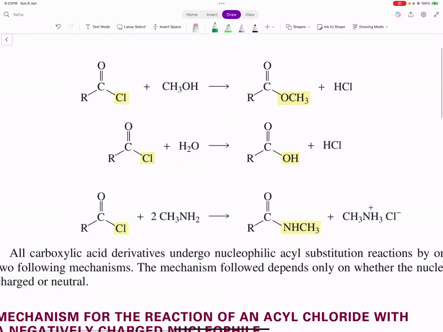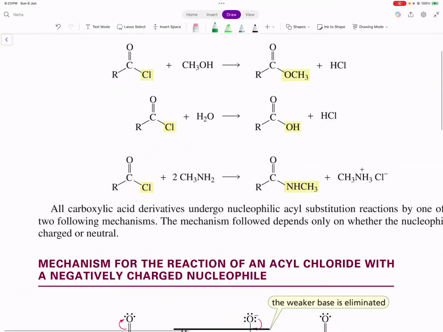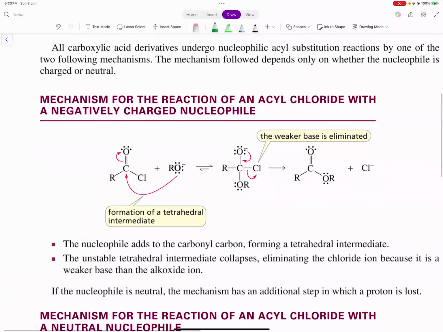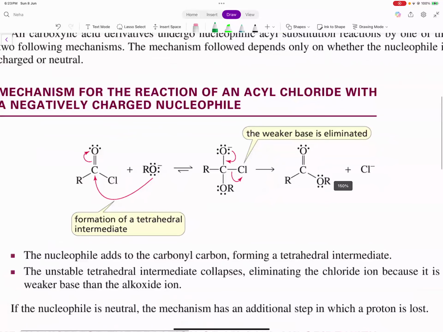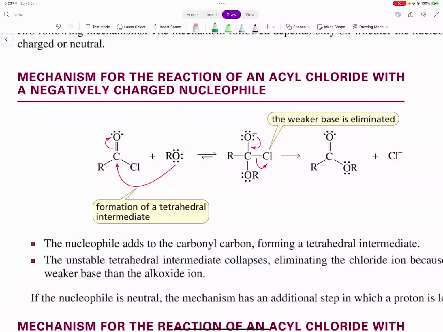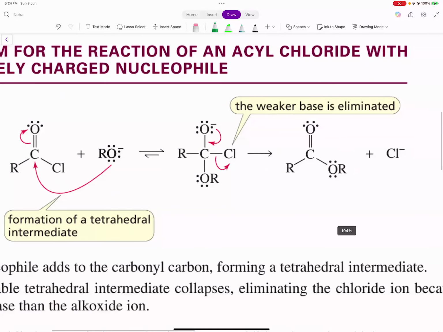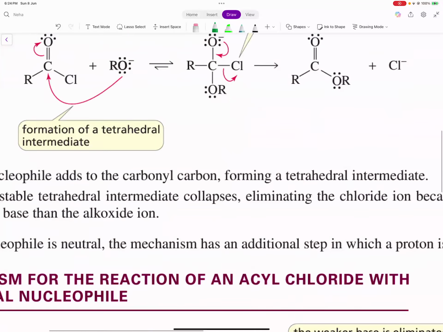Now we are going to see the mechanism. First, the mechanism for the reaction of an acyl chloride with a negatively charged nucleophile. If it is negatively charged, RO minus attacks the carbonyl, this opens up, and a tetrahedral intermediate is formed. O minus is going to expel the weaker base, Cl minus, and we get the ester. This is fairly clear. Now we are going to see the mechanism for the reaction of an acyl chloride with a neutral nucleophile.